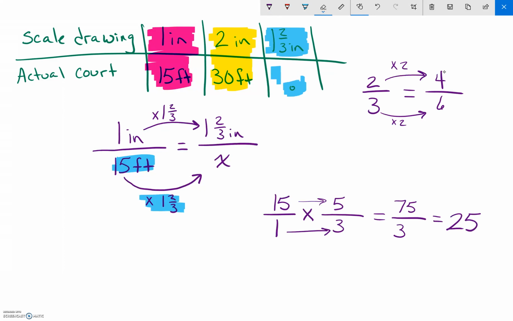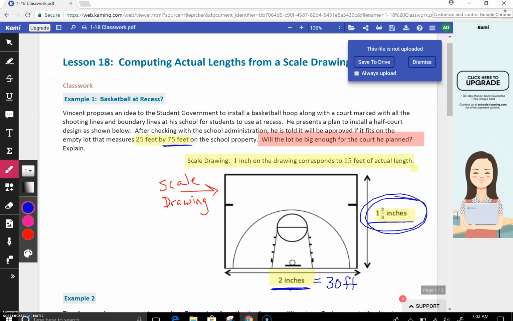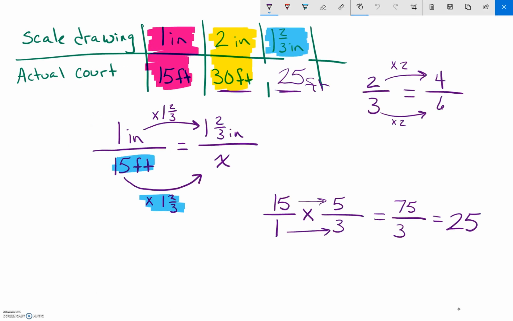Meaning that this unknown is 25. So the basketball court has one measurement of 30 feet and one measurement of 25 feet. Would it fit? The answer is yes, because we have a space for 25 feet by 75 feet. Basketball court is 25 feet by 30 feet, so yes, it's going to easily fit.